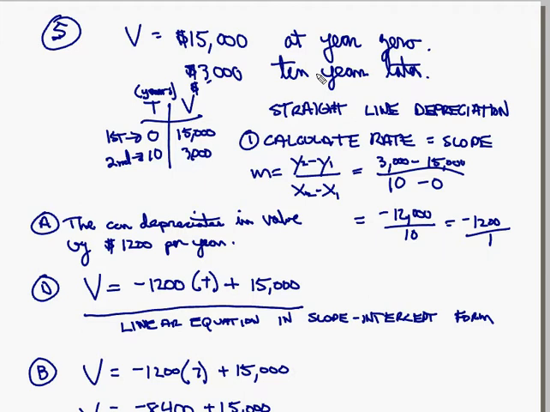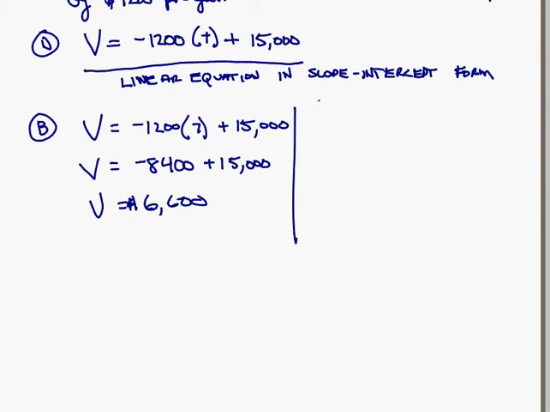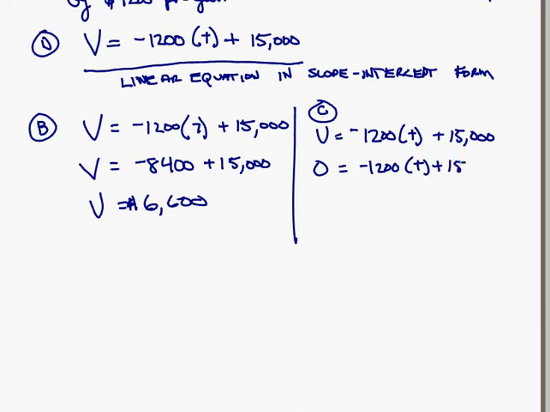C asks, how old will the car be when the value is 0? All I'm going to do is take this equation, V equals negative 1,200 times time plus 15,000, and replace the value with 0, and solve for t. So 0 equals negative 1,200 times t plus 15,000. If I subtract 15,000 from both sides of the equation, now I get negative 15,000 is equal to negative 1,200 times t. The next step would be to divide both sides of the equation by negative 1,200.